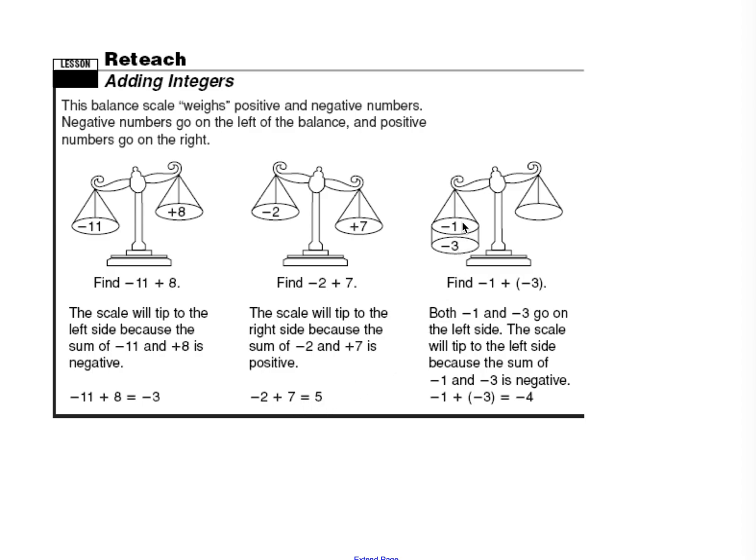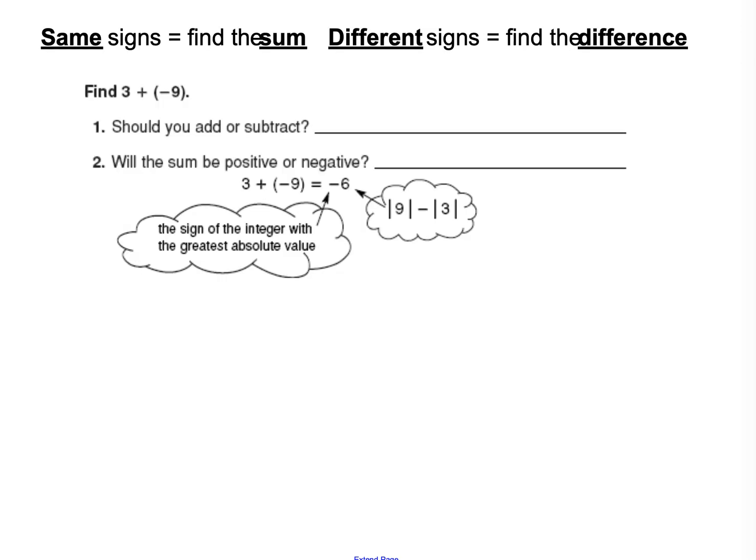And then here I have negative 1 plus negative 3. Both are on the same side, so I'm adding them together. And because it's on the negative side, my answer is going to be negative. So negative 1 plus negative 3 equals negative 4. Remember, same sign, we're finding the sum. Different signs, we're finding the difference. All right, so there's that rule right up here at the top. Same sign, find the sum. Different signs, find the difference. That's our addition rule.